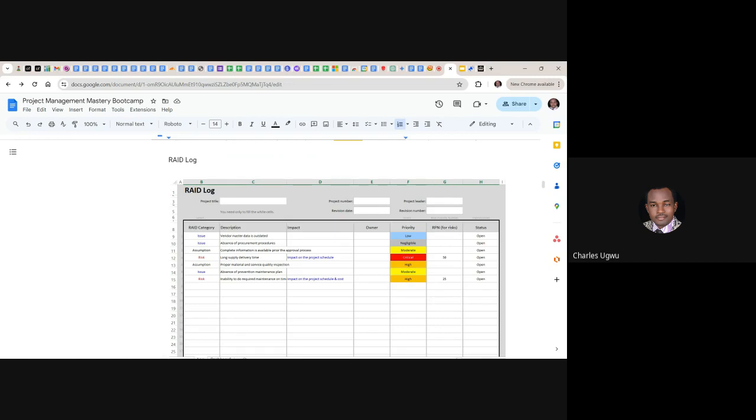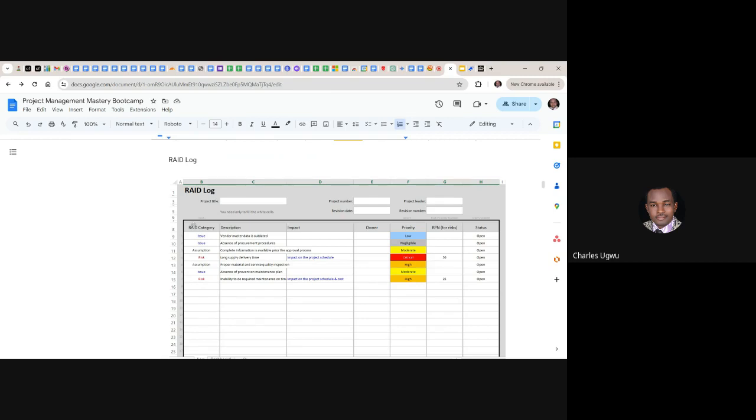But the difference between the risk register and the RAID log is that the RAID log is more robust. It's more scalable, so it can contain a lot of things that can become a risk trigger or issue within the project. And that is what we call the RAID log. What is RAID? Let's just understand what RAID is all about.